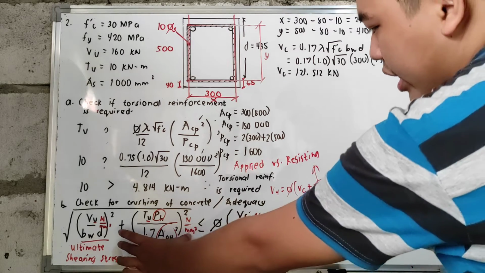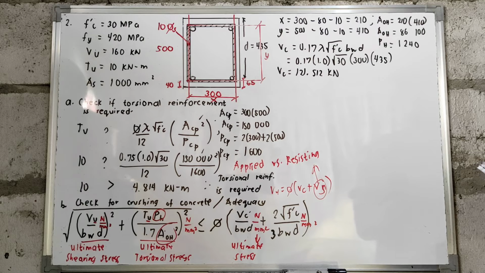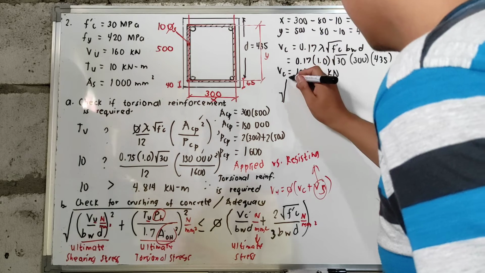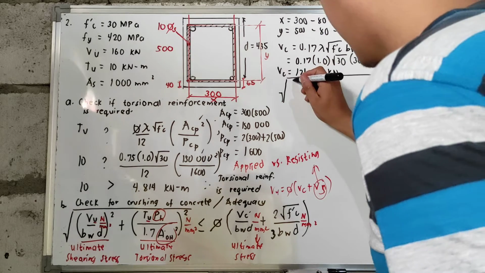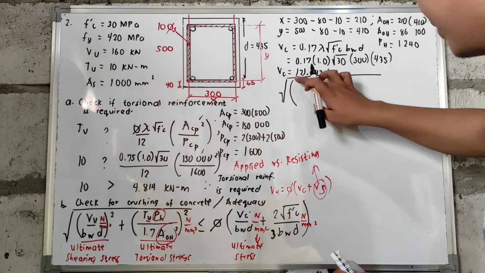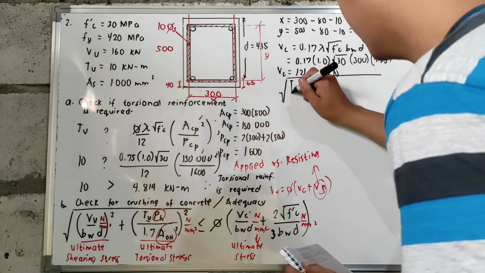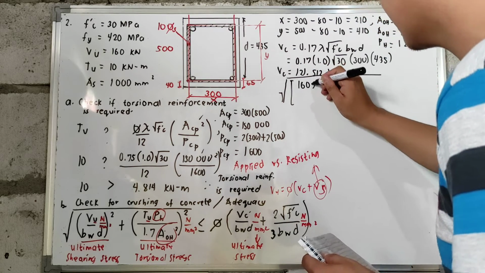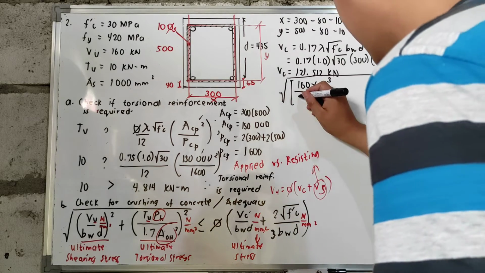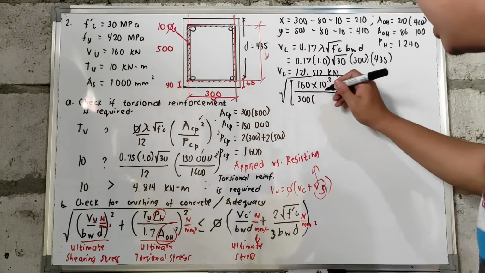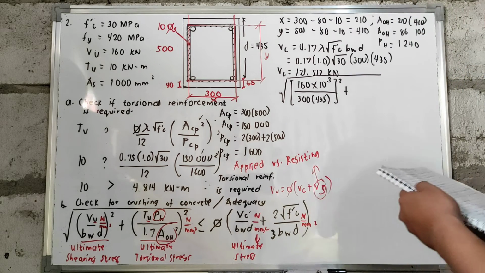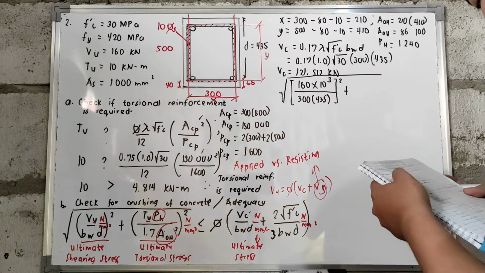We can now calculate etong nasa formulas natin. So for this one, unahin muna natin etong sa applied natin. So we have yung VU natin. So yung VU natin, ito yung given natin sa problem natin na 160 kilonewton. So gagawin natin yung kilonewton, kaya times 10 raised to 3 over yung BW natin na 300 multiplied by yung D natin na 435. So i-square natin yan plus yung sa torsional ultimate stress natin.